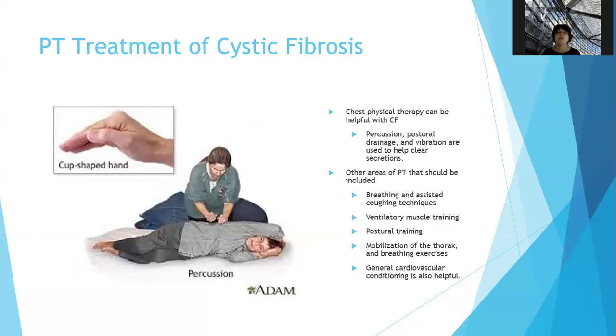But in PT treatment, a lot of times we're treating people with chest physical therapy or postural percussive drainage. They help clear the secretions. There's also a vibration vest. You put the vest on, it's attached to a machine that vibrates your chest to help clear secretions. Other areas of PT that we're going to include for people with cystic fibrosis are breathing and assisted coughing techniques, and we will learn those next year in our special topics class when we're doing pulmonary rehab. Ventilatory muscle training, postural training, mobilization of the thorax and breathing exercises, and general cardiovascular conditioning is also helpful.